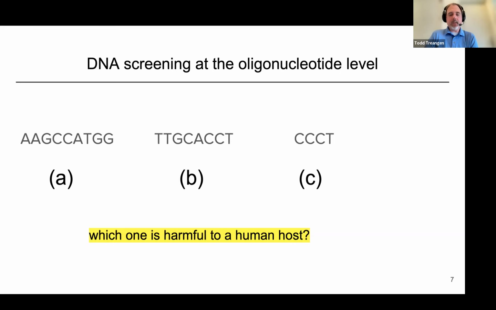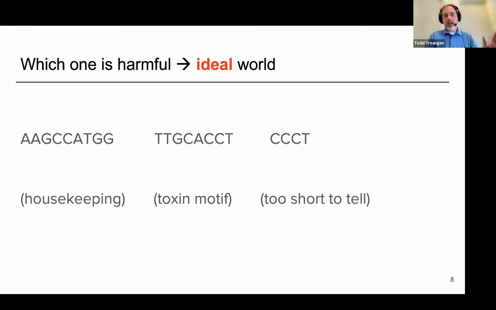So let's look at the other side of this. In an ideal world, one could say that the first, A, was maybe a housekeeping fragment, not harmful. Maybe the middle represents some type of toxin motif, maybe related to some toxin of interest. And then the final sequence there is just too short to tell. Maybe in the ideal world, one could think, oh, we could just assign these labels and then screen at 100% accuracy and be done with it.